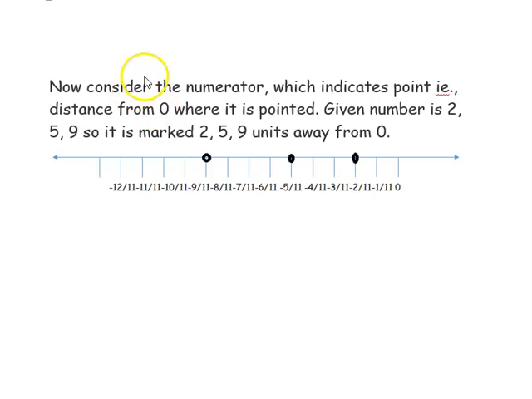So now our third step is we want to see the numerators. So here the numerators given are negative 2, negative 5 and 9. So we know that negative 2 lies at a distance of 2 units from 0. So 1, 2, negative 2.